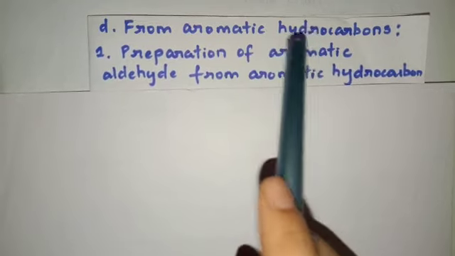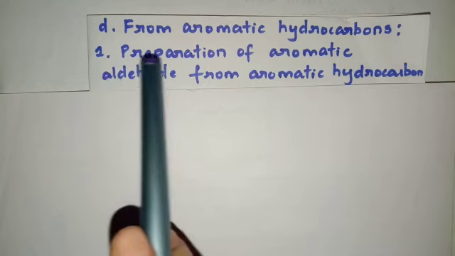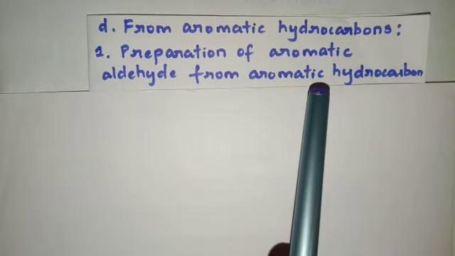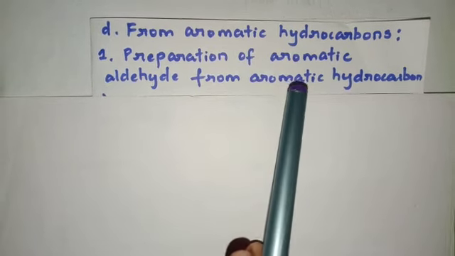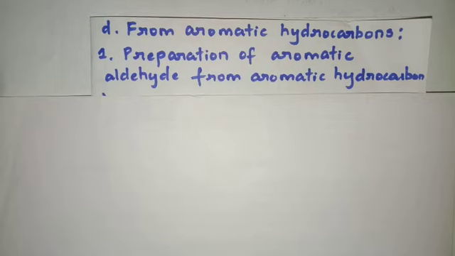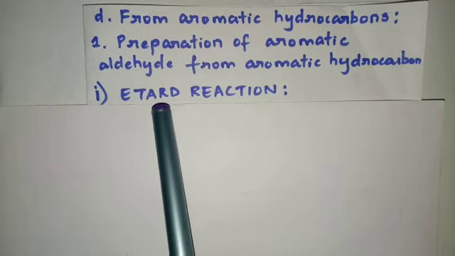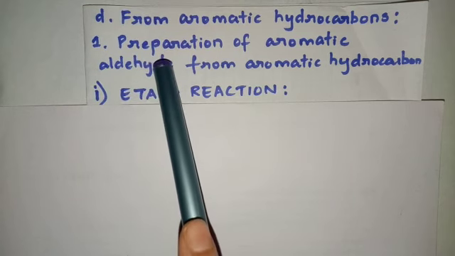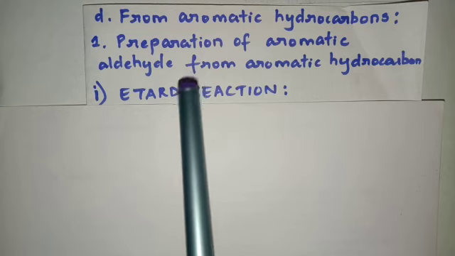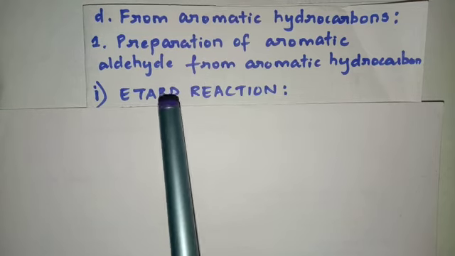The hydrocarbons which involve a benzene ring in them. In that, the first reaction which we have is preparation of aromatic aldehyde from aromatic hydrocarbons. So using aromatic hydrocarbon we are going to obtain aromatic aldehyde. Now under this first chemical reaction, we have two methods in which we can obtain aromatic aldehyde. The first method is a name-based reaction known as Etard reaction.